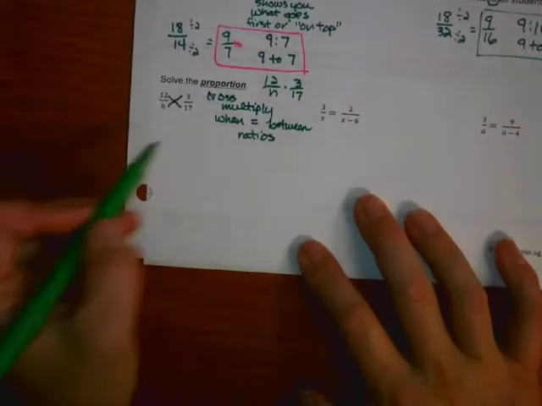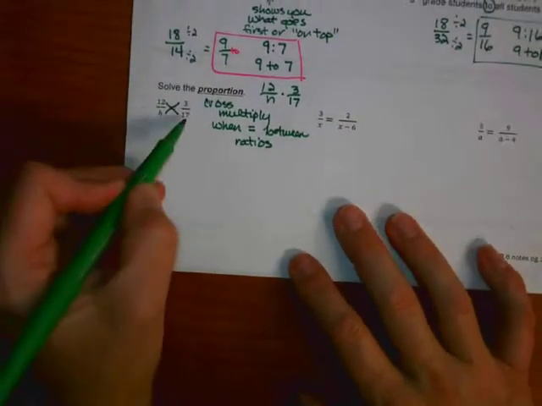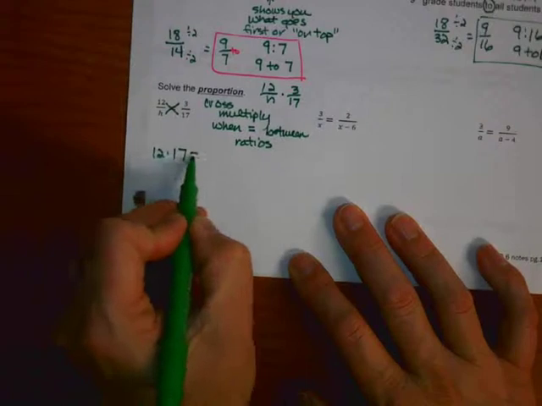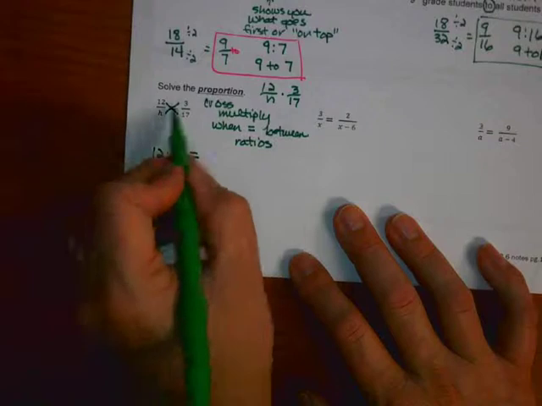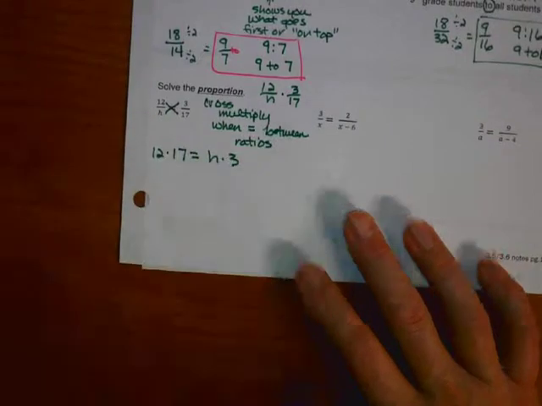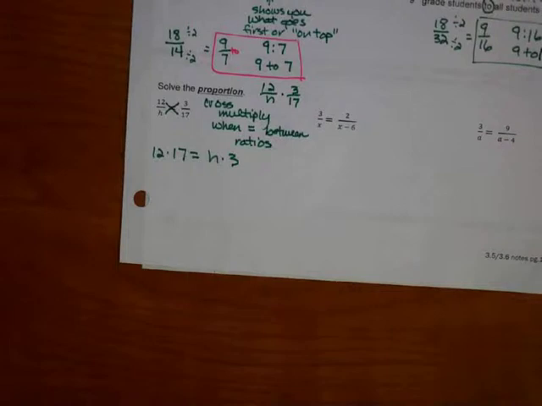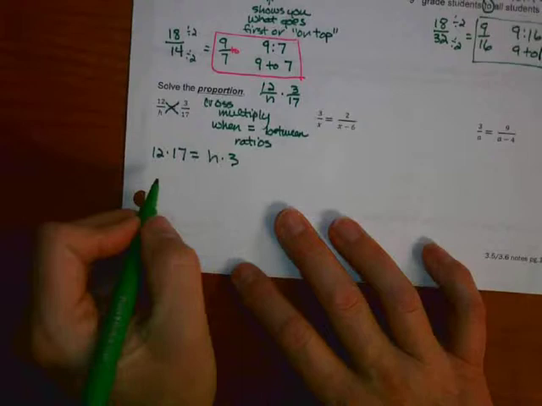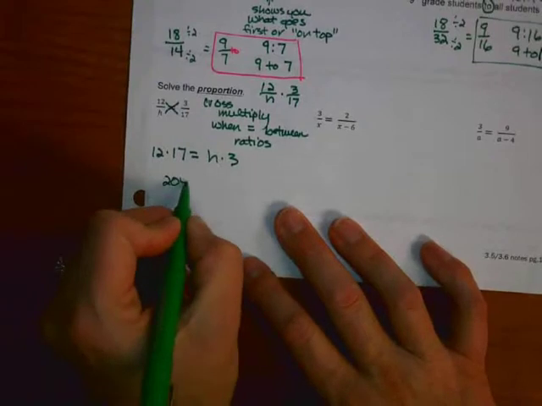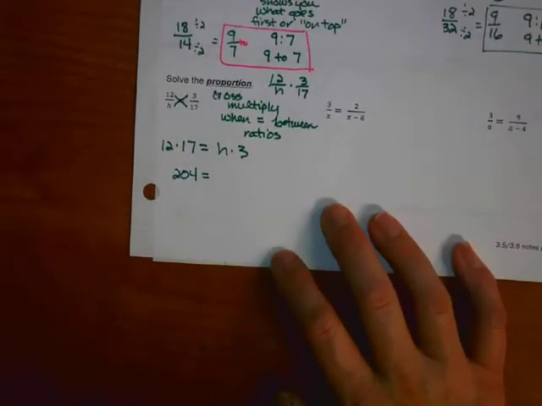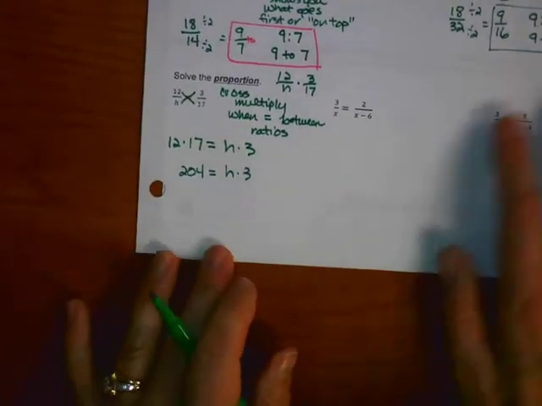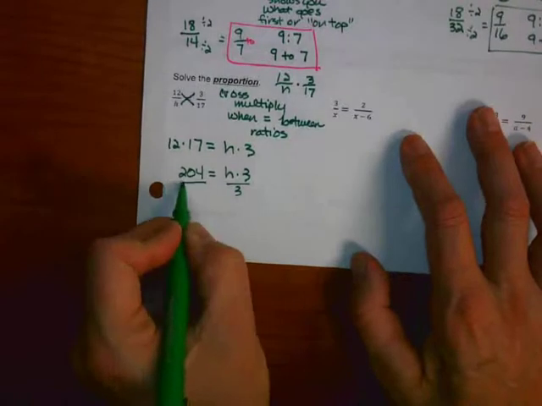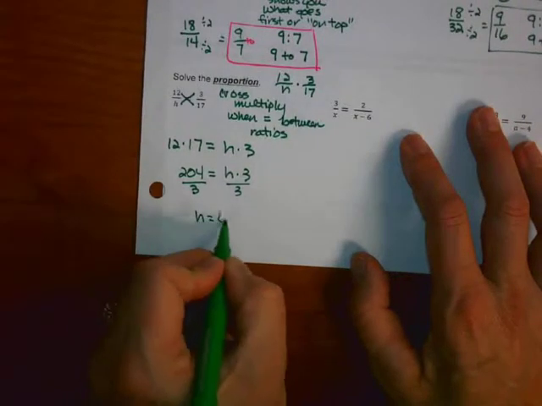So this is how you set it up. It doesn't matter what you put first. I'm just going to put 12 times 17, and then I put that equal sign. 12 times 17 equals h times 3. And then I have an algebra problem that I can solve for h. 12 times 17 is 204, equals h times 3. And then how do I get h by itself? Divide by 3. And h equals 68.